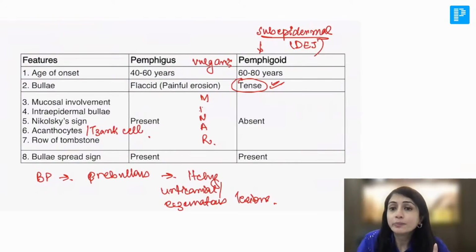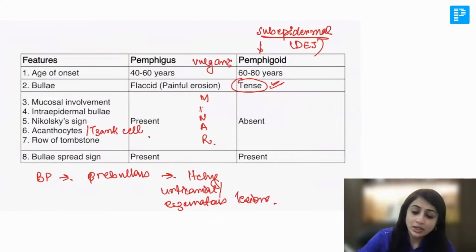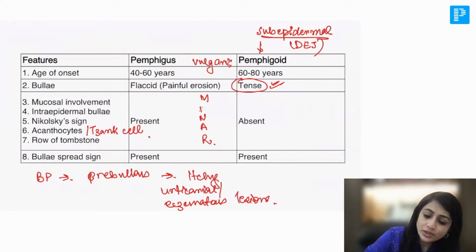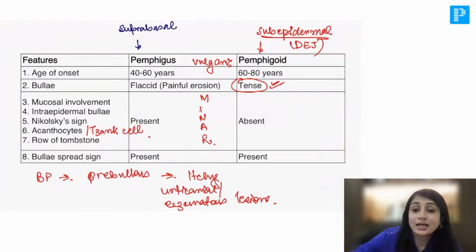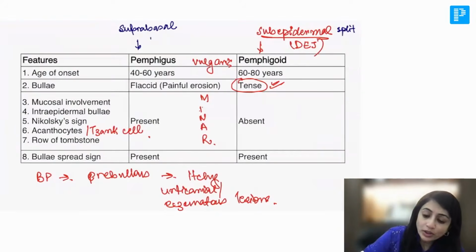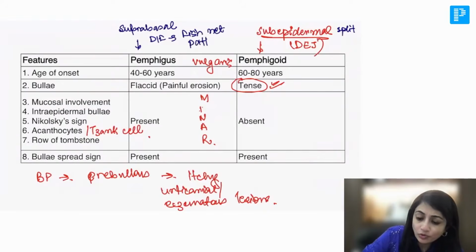Now, another important thing is, if you do a biopsy in pemphigus group, what will you see? In pemphigus group, you would see a suprabasal or subcorneal split. As I told you, in pemphigoid group, you see a subepidermal split here. If you do a DIF, you see fish net pattern of immunofluorescence here. Whereas here you see linear IgG and C3 deposition.